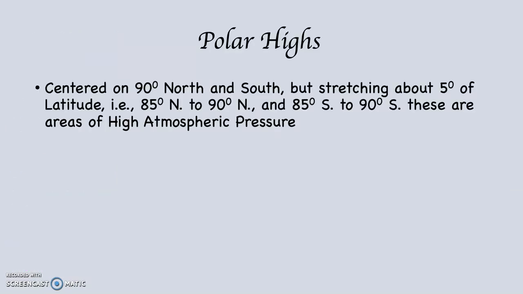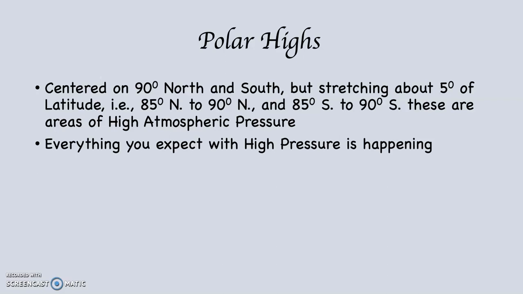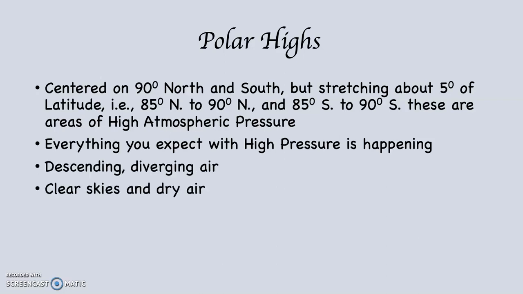The last are the polar highs. These are centered on 90 degrees north and 90 degrees south. But these only stretch over 5 degrees because, of course, there is no 95. So they go from 85 to 90 in the northern hemisphere and 85 to 90 in the southern hemisphere. These are areas of high atmospheric pressure. Everything you'd expect with high pressure is happening there. Descending, diverging air, clear blue skies, dry air.